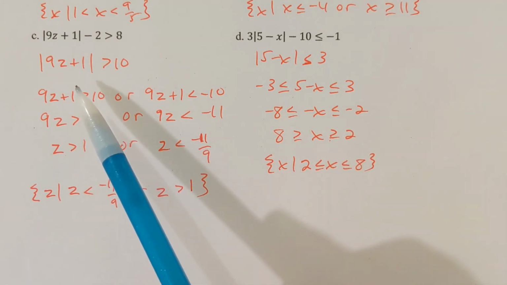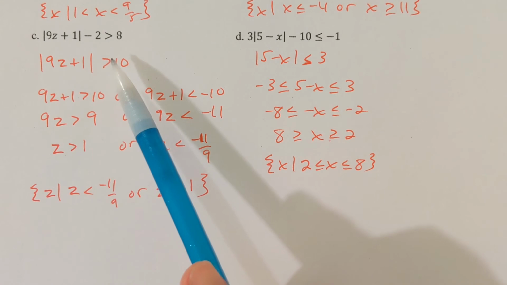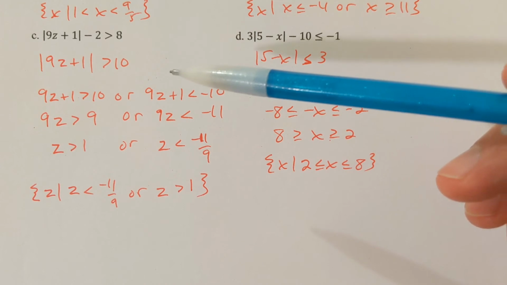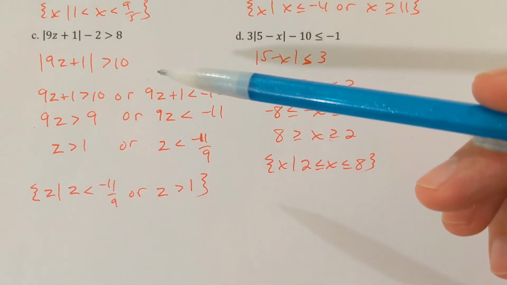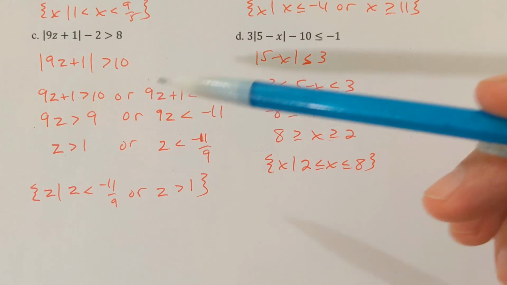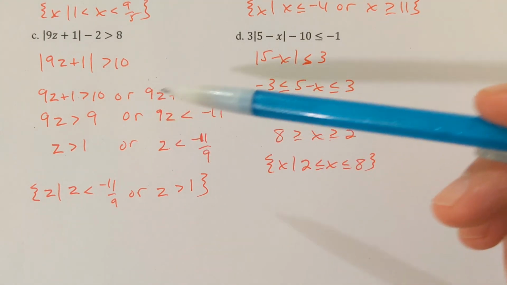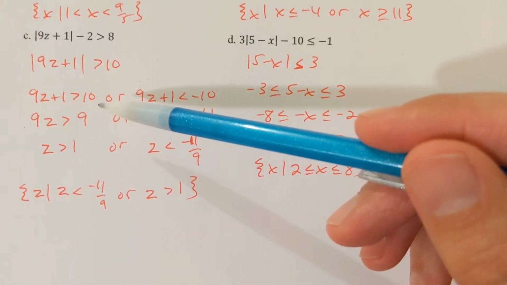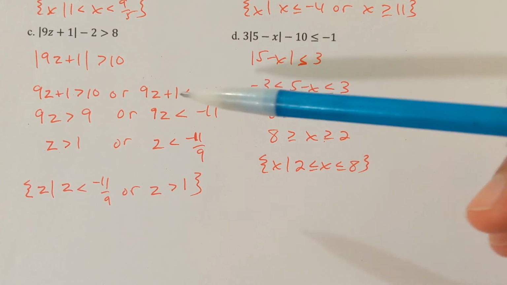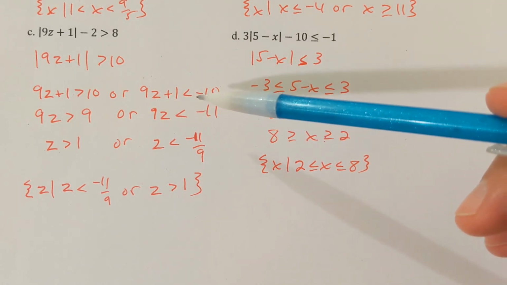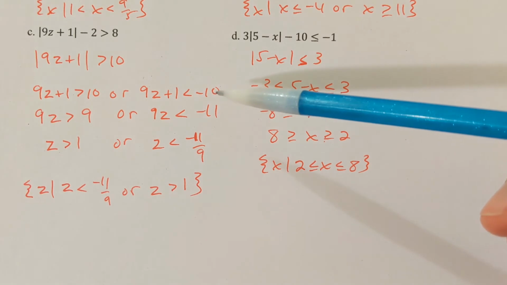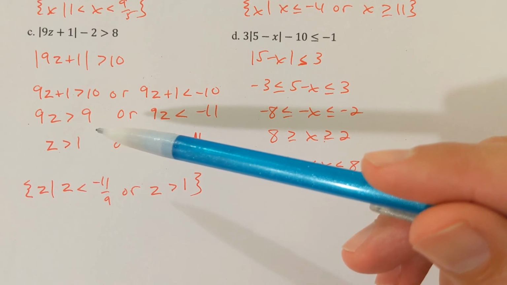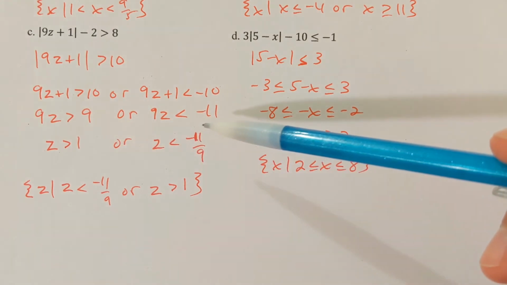Next one, the absolute value of 9z plus 1 minus 2 greater than 8. If I add 2 to both sides, the absolute value of 9z plus 1 greater than 10. So or is the key word, because I've got a greater than sign. 9z plus 1 greater than 10, or 9z plus 1 less than negative 10. If I subtract 1 from both sides, 9z greater than 9, or 9z less than negative 11.